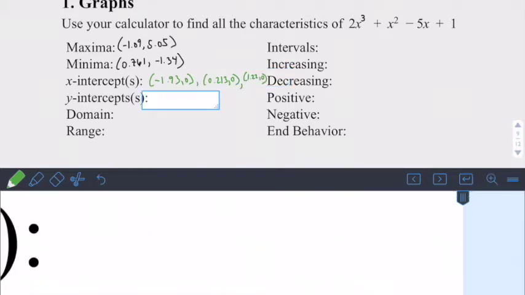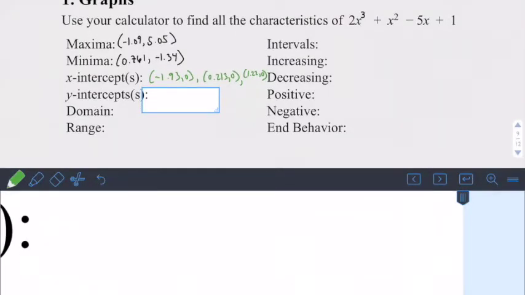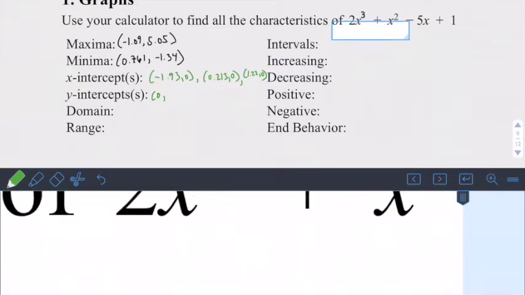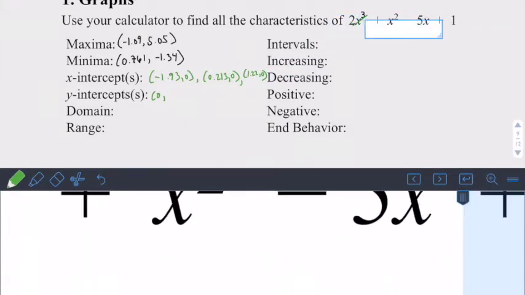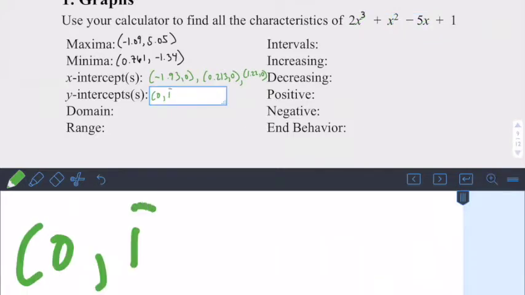And then my y-intercept. Well, there's only one y-intercept at (0, 1). And we know that because if we plugged in 0 for x, well, that would be 0, that would be 0, that would be 0, and we'd just be left with 1. And now I can use all of this to find everything else.